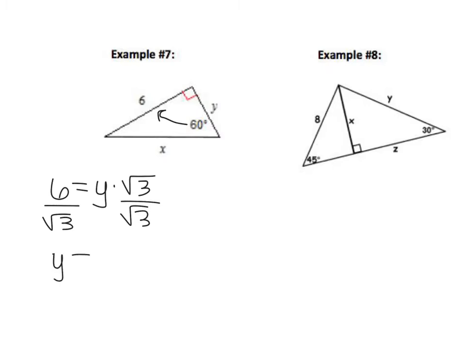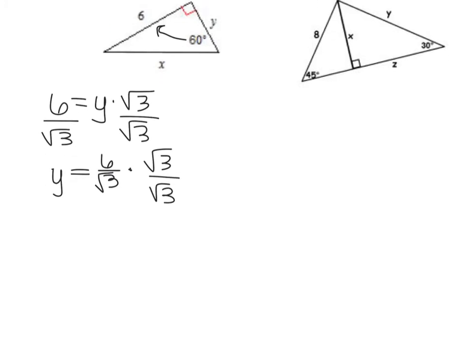So we get y equals 6 over square root 3, which we don't like dividing by the square root. So we're going to multiply the top and the bottom by the square root of 3, which is going to give us 6 square root 3 over 3. But this time when I check, 6 divided by 3 is actually 2. So we end up that the length of our shorter leg is 2 times the square root of 3.